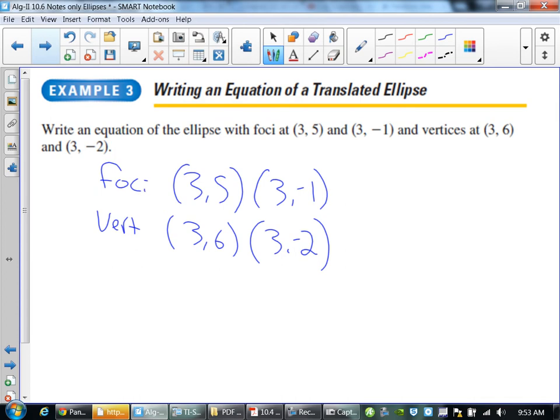So you know how to get the focus, you do the vertices and the co-vertices and subtract them. If those two are both perfect square roots, will the foci ever be perfect square roots? It can be. It doesn't necessarily have to be.